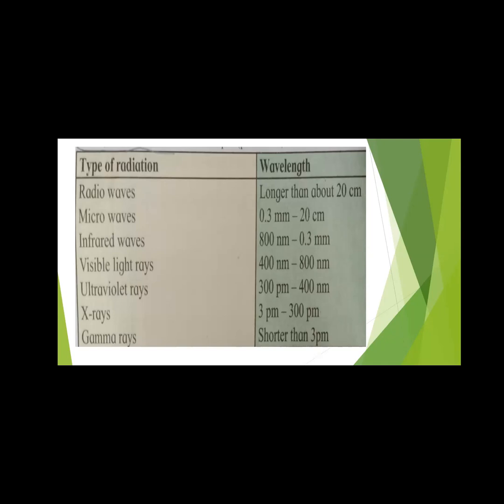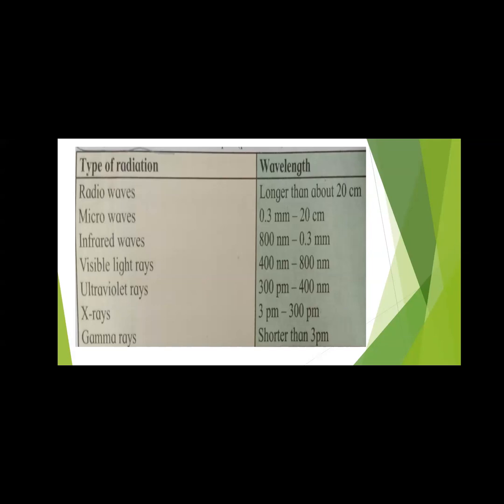While microwaves have a wavelength from 0.3 millimeters to 20 centimeters. So these are also larger waves. Then infrared waves are 800 nanometers to 0.3 millimeters. Visible light rays are 400 nanometers to 800 nanometers. Ultraviolet rays are from 300 picometer to 400 nanometer. Then X-rays are from 3 picometer to 300 picometer, and the gamma rays are shorter than 3 picometer.